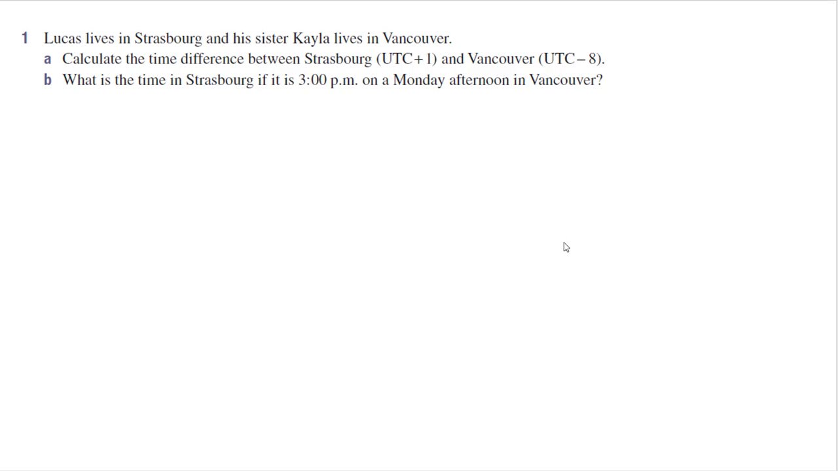Okay, I'm going to take you through some of the questions from exercise 11E, question 1, 3 and 7. Here's question 1. Lucas lives in Strasbourg and his sister Kayla lives in Vancouver. Calculate the time difference between Strasbourg, and we're told that Strasbourg is in the time zone of +1, and Vancouver, which is in the time zone of -8.